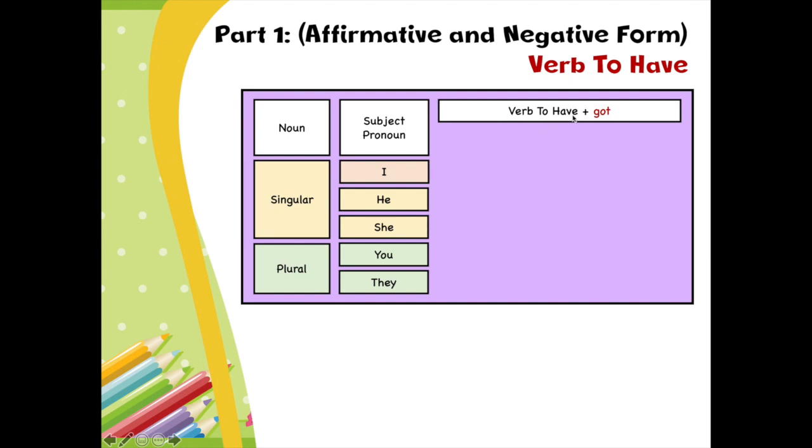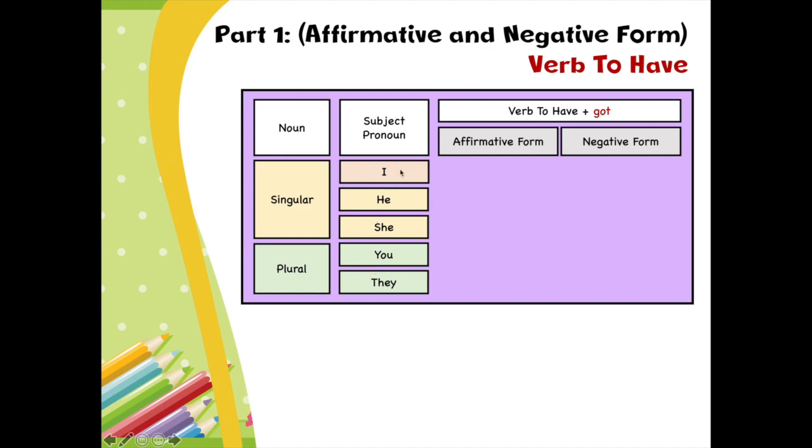And for the verb to have, we put them into 2 parts. First is the affirmative form, and the second one is the negative form. Affirmative form means the person has that thing, but the negative form means the person doesn't have that thing or object. So let's proceed.